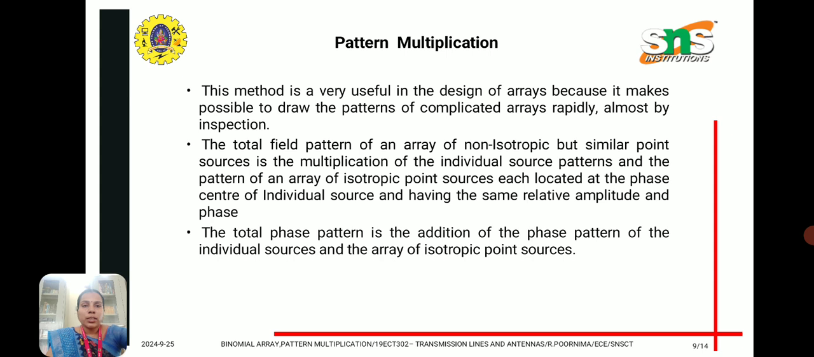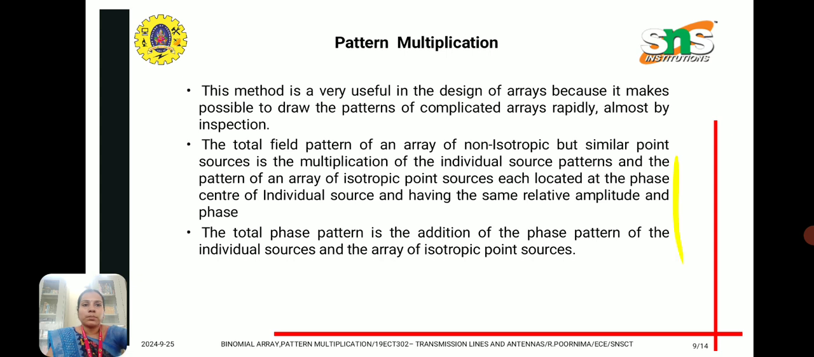Next is pattern multiplication. This method is very useful in the design of arrays because it makes it possible to draw the patterns of complicated arrays rapidly, almost by inspection. The total field pattern of an array of non-isotropic but similar point sources is the multiplication of the individual source pattern and the pattern of an array of isotropic point sources, each located at the phase center of the individual source and having the same relative amplitude and phase.